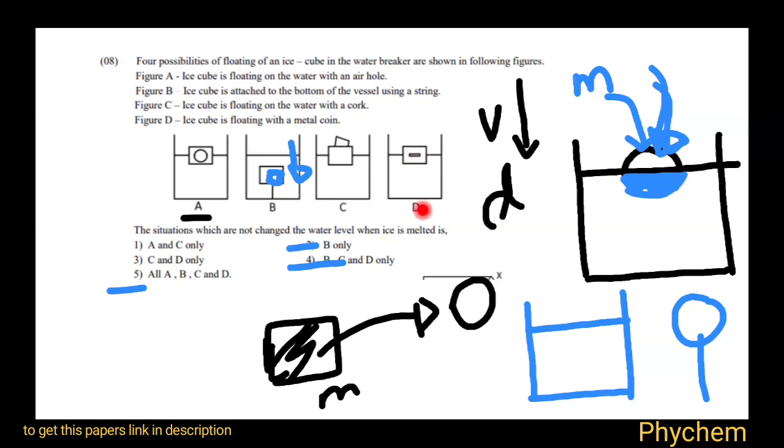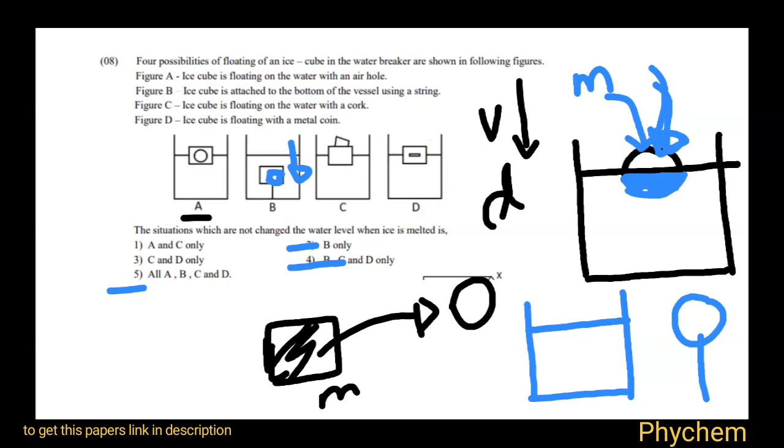Initially it floats, which displaced a lot of water, so the water level is raised. But after the ice cube starts to melt, the metal coin has to fall down. There's no volume to displace, because the metal coin has only a tiny amount of volume. So definitely in D, the water level has to be reduced.